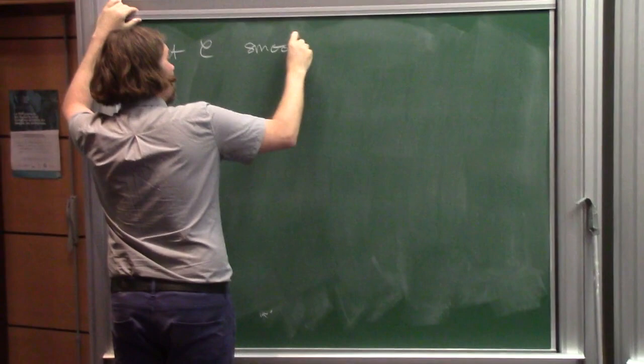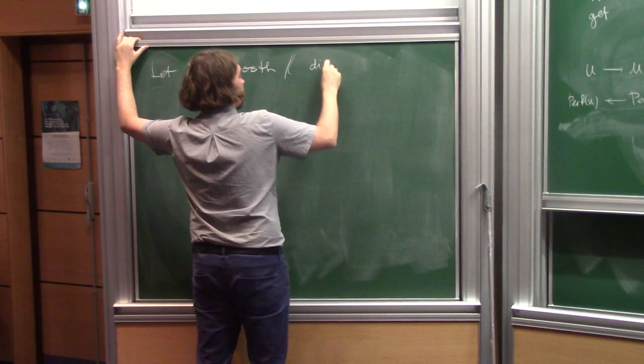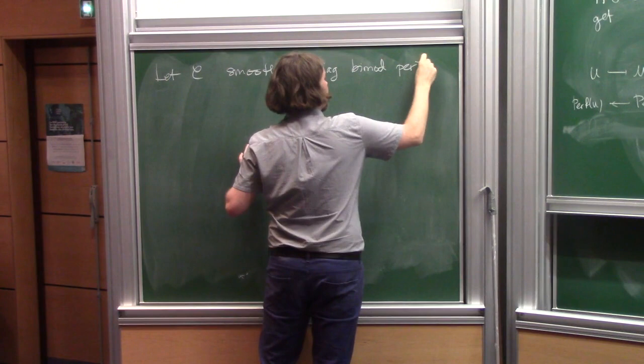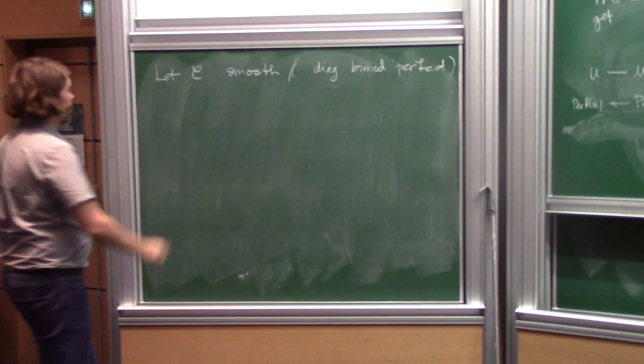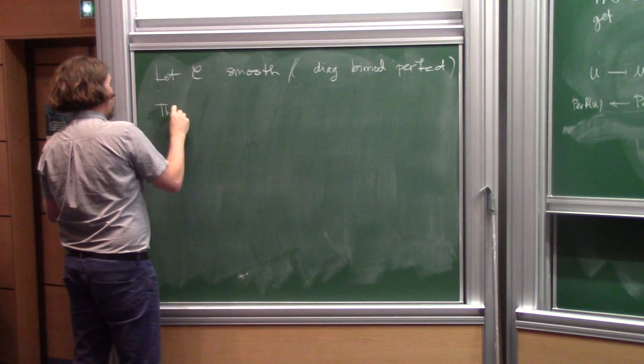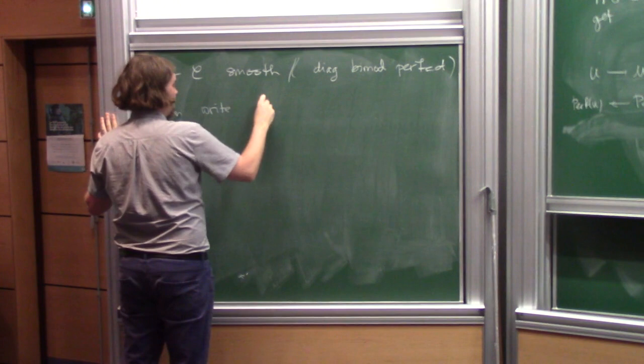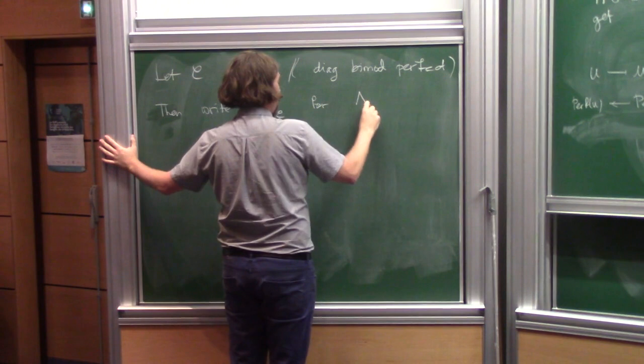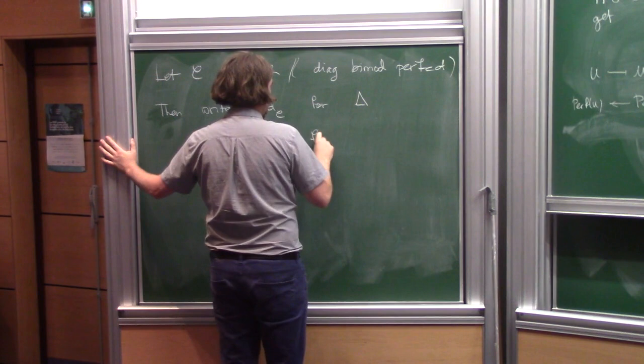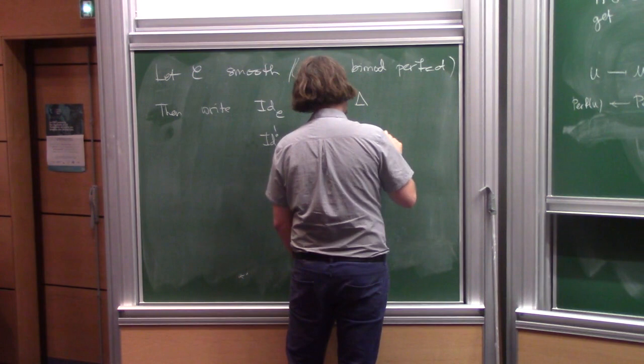So now, let C be smooth. That means the diagonal bimodule is perfect. The diagonal bimodule appeared, but this condition of smoothness, I think, didn't appear in Sasha's talk. So then, definition: id, the identity functor for the diagonal bimodule, and id bang for its bimodule dual.